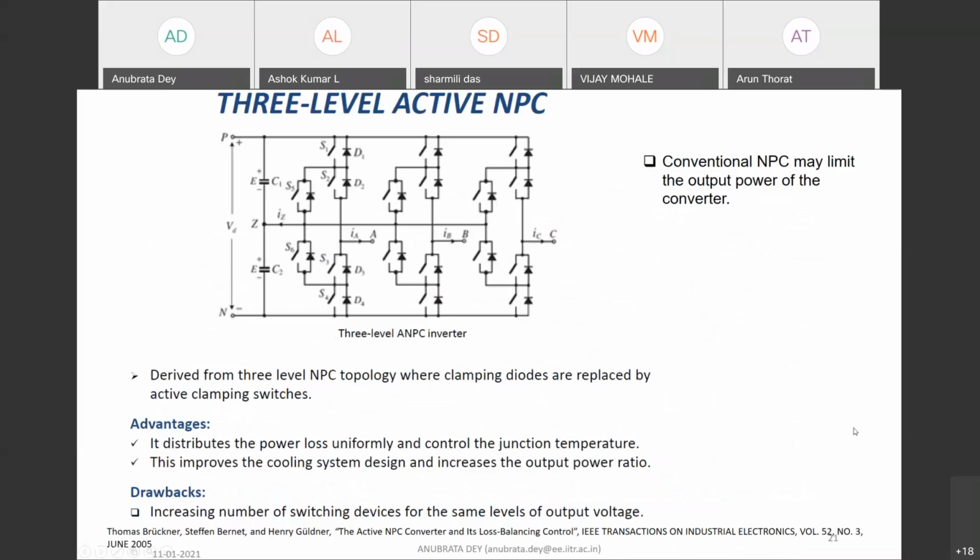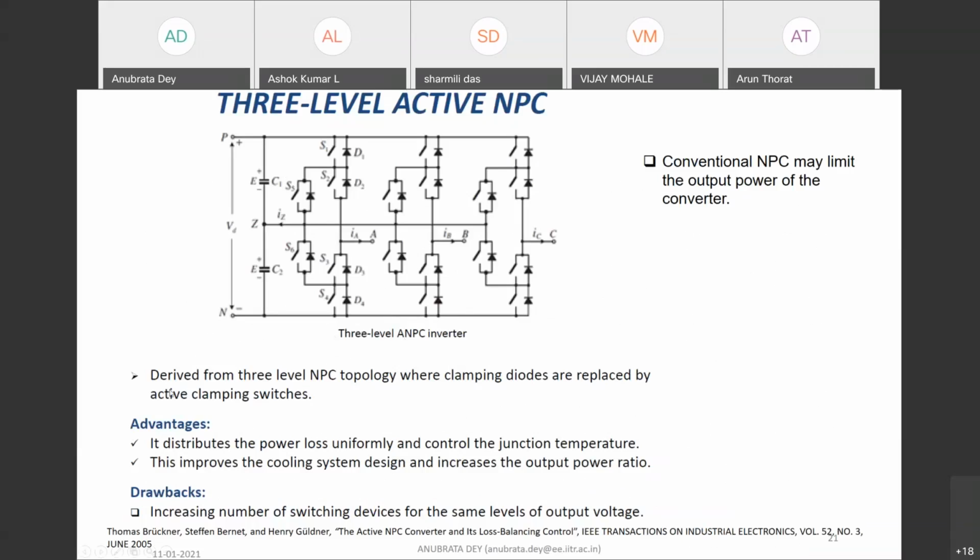So apart from this NPC, there is another structure called ANPC that is derived from the NPC structure. But actually, the diode clamp based NPC has a problem. So those diodes are replaced by active switches. That's why it's called active NPC. Okay, so it's called ANPC inverters.